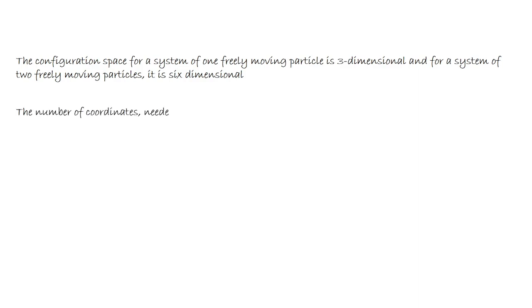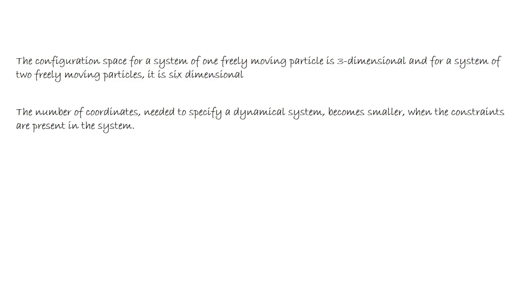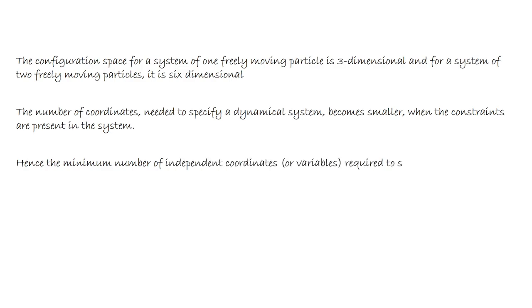So the number of coordinates needed to specify a dynamical system becomes smaller when constraints are present in the system. Hence, the minimum number of independent coordinates or variables required to specify the system compatible with the constraints.